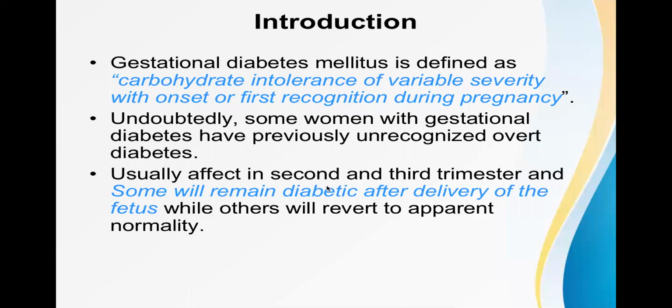Usually, it affects in second and third trimester, and some will remain diabetic even after the delivery of the fetus, while others will revert to the apparent normality. Majority of them will revert to the normal one, and some ladies still remain diabetic after the delivery of the fetus. So this is what happens after gestational diabetes, and it usually occurs in second or third trimester.